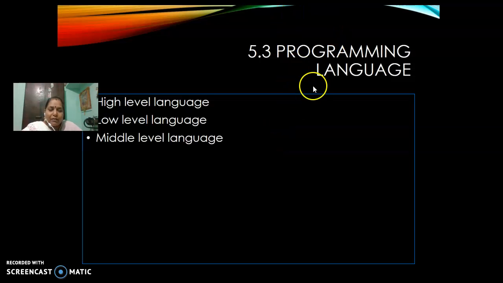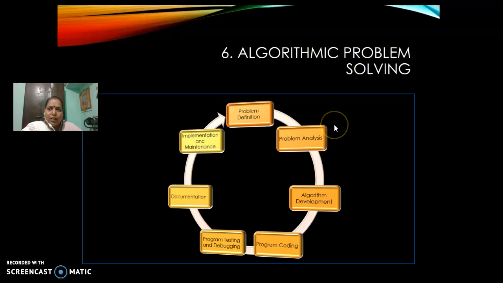Next, programming language. We have three types of programming language: high level, low level, and middle level programming language. Next, we will see algorithmic problem solving. So these are the steps involved in algorithmic problem solving.